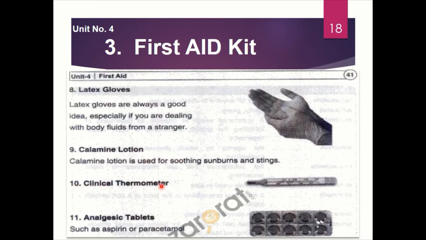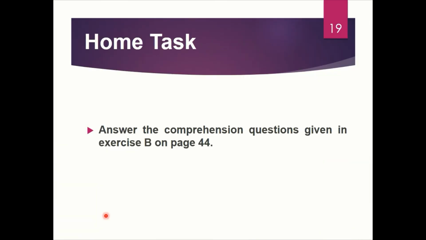A clinical thermometer is also an essential item, because you have to keep a record of the temperature, because you know that temperature is a sign of infection. So the thermometer is also a very essential item in your first aid kit. Then there should be analgesic tablets which are called painkillers. They can treat mild pains. These tablets might be like aspirin or paracetamol.